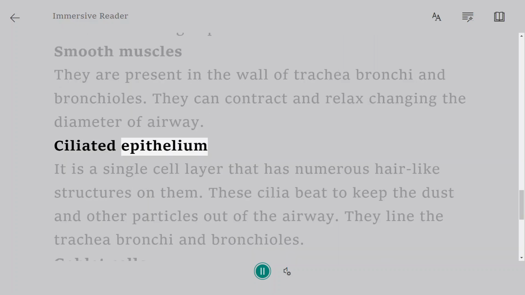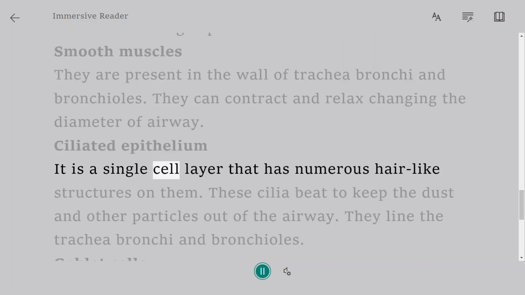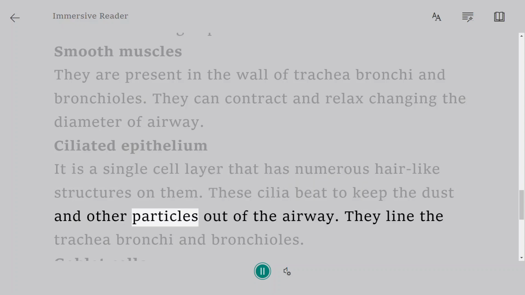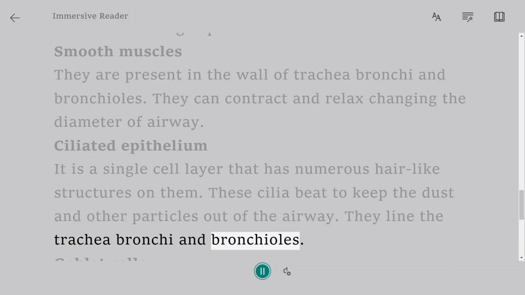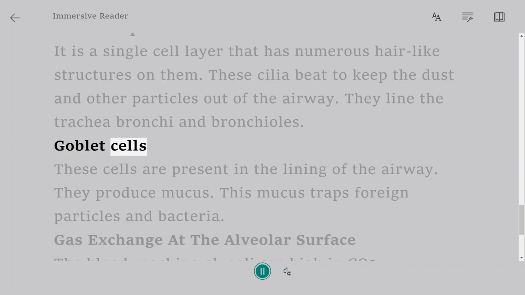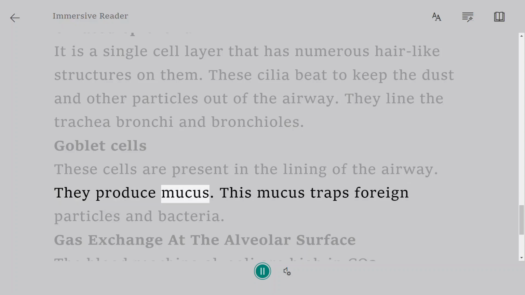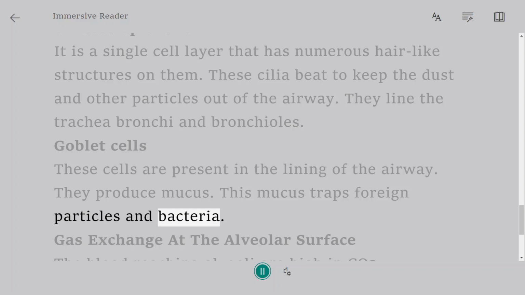Ciliated epithelium. It is a single cell layer that has numerous hair-like structures on it. These cilia beat to keep the dust and other particles out of the airway. They line the trachea, bronchi, and bronchioles. Goblet cells. These cells are present in the lining of the airway. They produce mucus. This mucus traps foreign particles and bacteria.